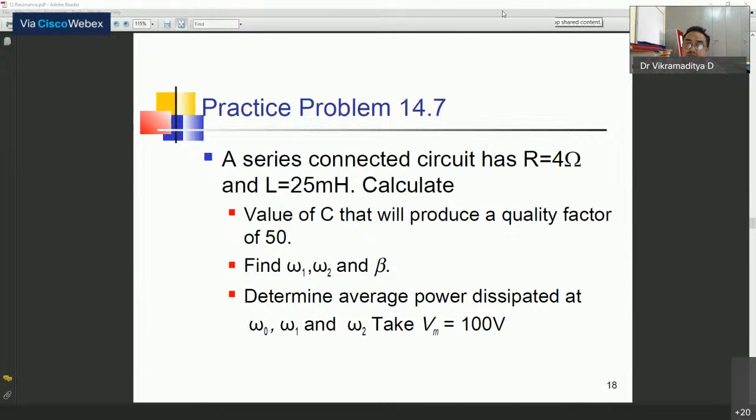Let me clear up how the things are to be done. First of all, you will calculate beta in this question. Beta is nothing but R by L. So 4 upon 25 into 10 raised to power minus 3. This we have already interpreted and calculated. So you can calculate the beta value.